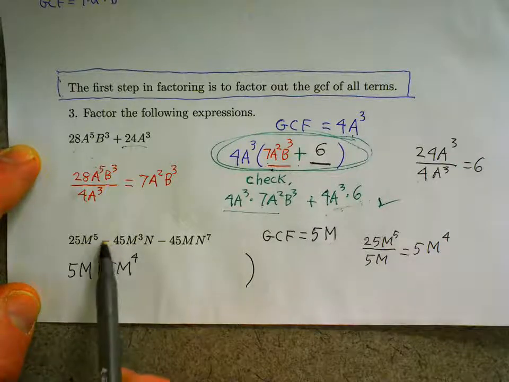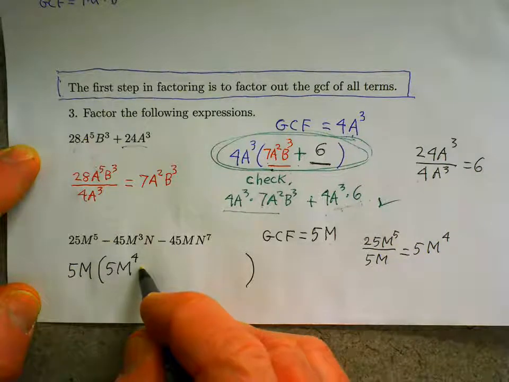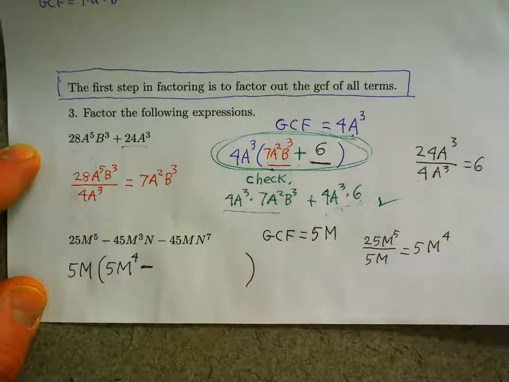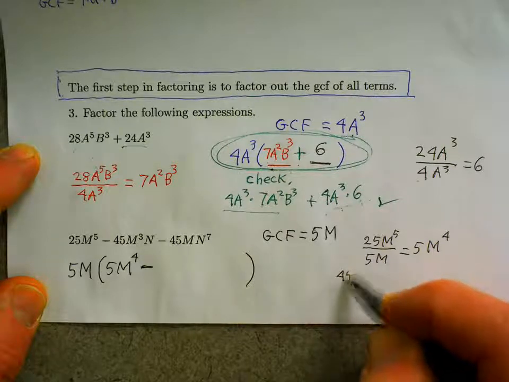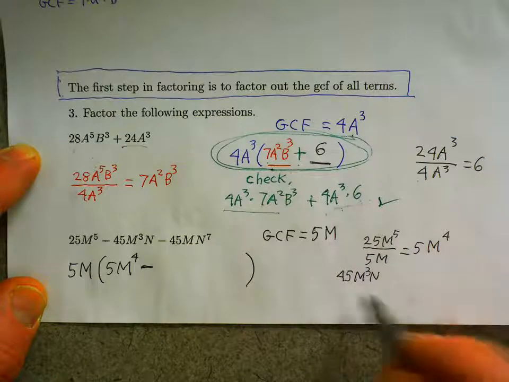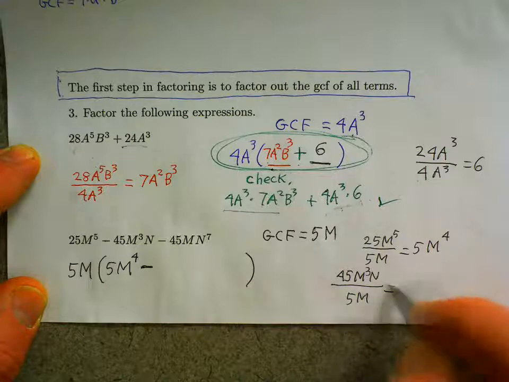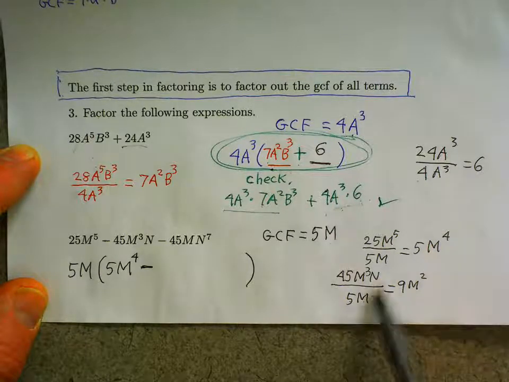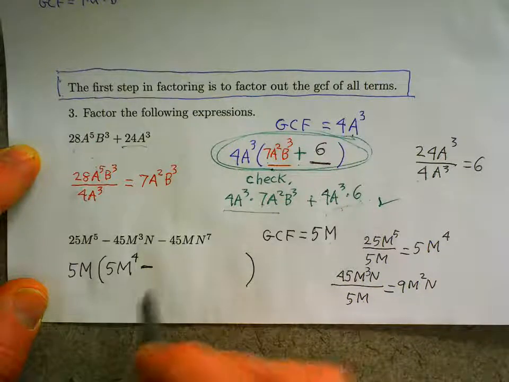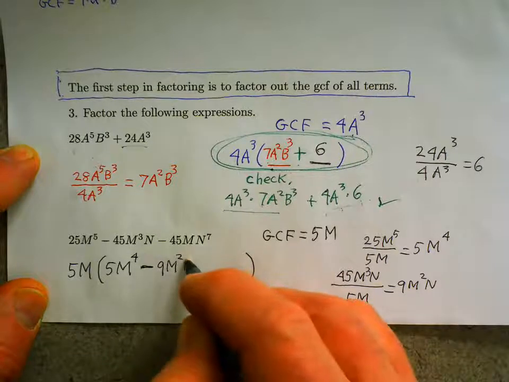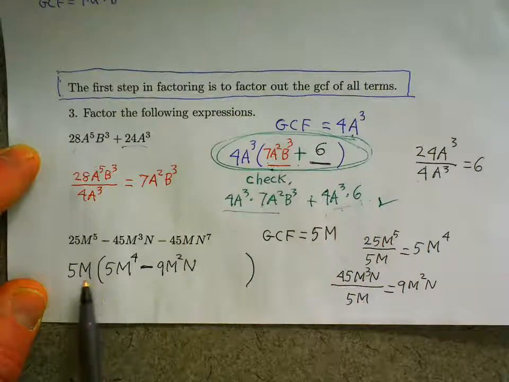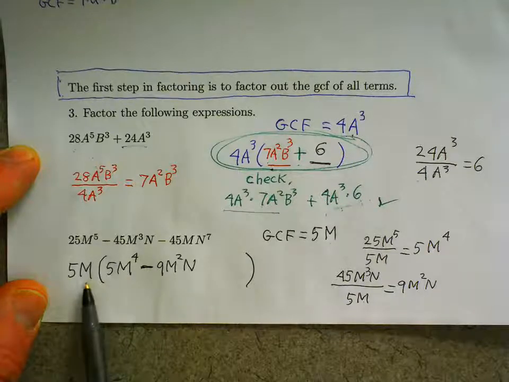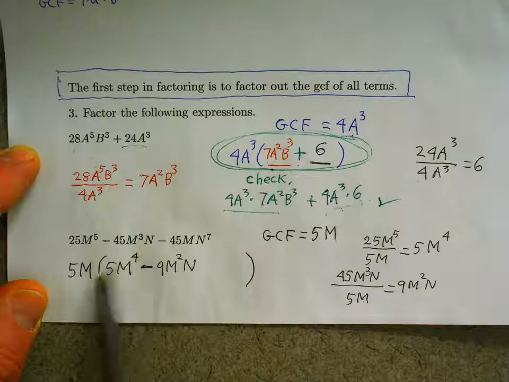Okay, for the middle term, since we have subtraction, we'll write down a minus sign. And how do we know what we're going to subtract inside the parentheses? Well, we just divide 45m to the 3rd n by 5m. 45 divided by 5 is 9. M to the third divided by m is m to the second. And n divided by 1 is n. So inside the parentheses, the middle term is minus 9m to the second n. And once again, you can visually check that we're factoring correctly. So minus 5 times 9 is minus 45. M times m to the second is m to the third. And 1 times n is n.